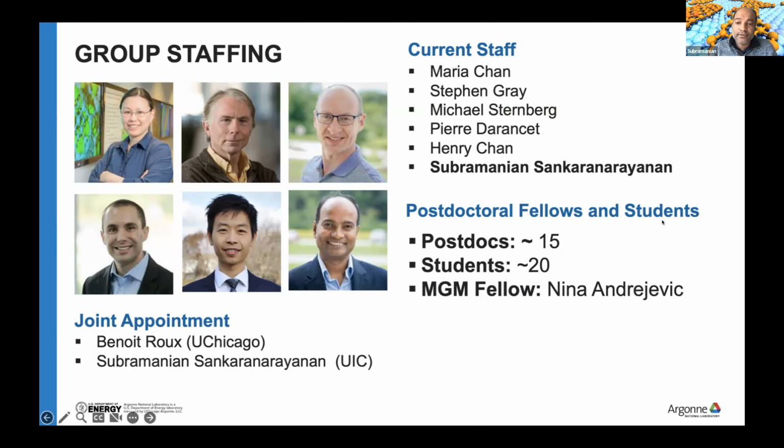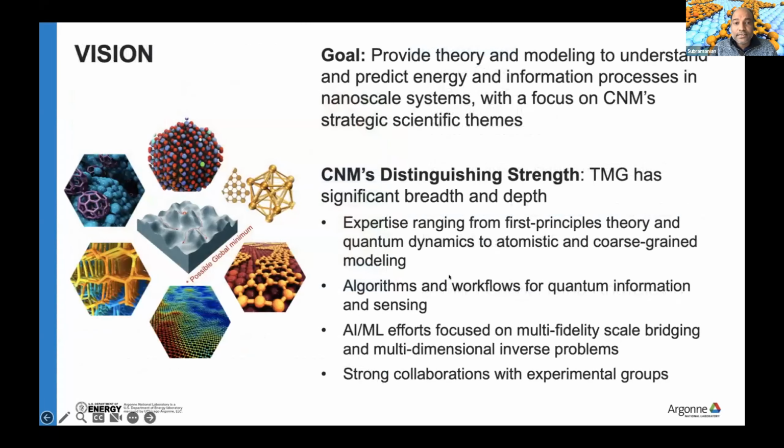We have also around 15 postdocs and 20 students and a named fellow as part of the theory group. We also have Benoit Roux, a faculty at U Chicago, who's a joint appointment, and I myself have a joint appointment with the University of Illinois, Chicago. So that's our staffing. The vision of the theory group and our goal is to provide theory and modeling so that we can understand and predict energy and information processes in nanoscale systems.